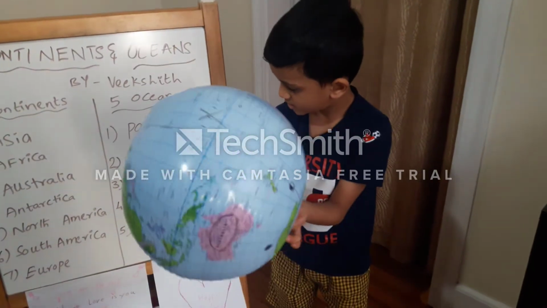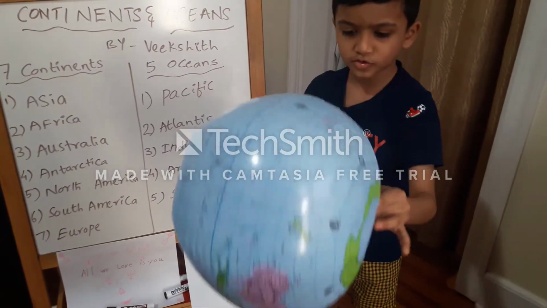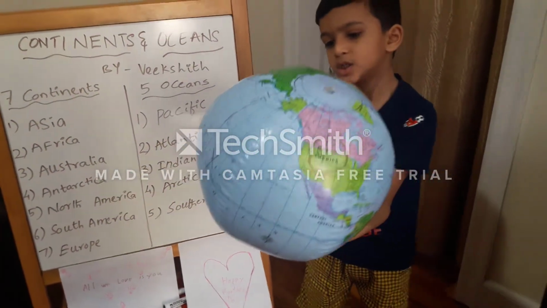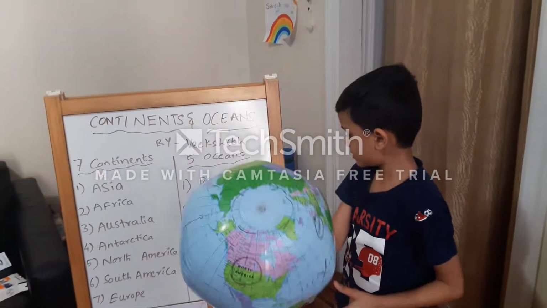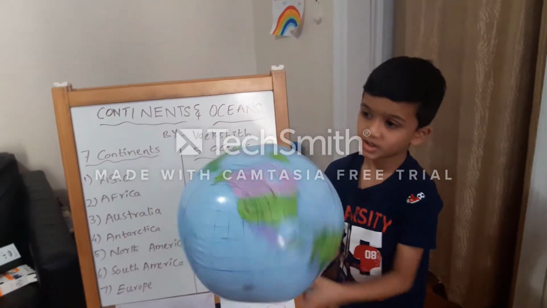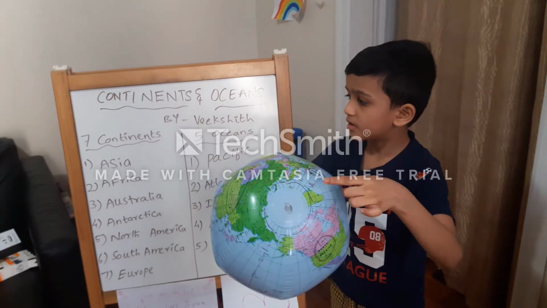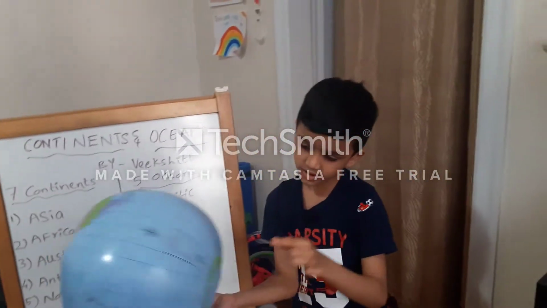Indian Ocean. Where's Indian Ocean? Here's Indian Ocean. Now, Arctic Ocean. Arctic Ocean is up here. Southern Ocean is down there.